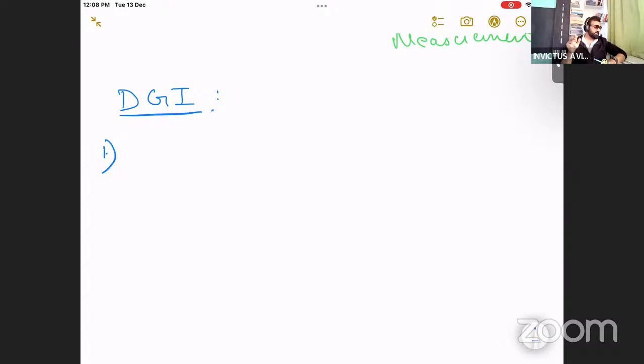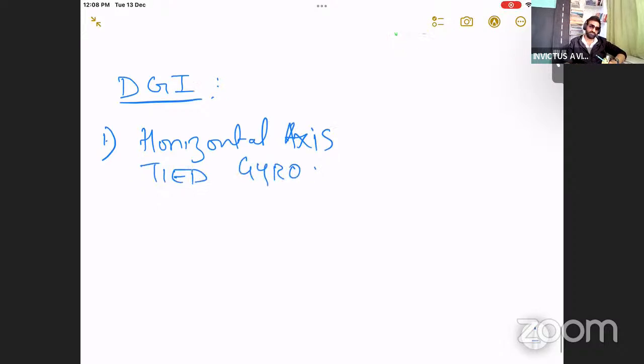Horizontal. Write down: DGI is a horizontal axis tied gyro. Tied is the keyword. Horizontal axis gyro, horizontal gyro, one and the same thing. Mithika, if you're confused, keep resolving the confusion in class itself. Do not struggle. DGI is a horizontal axis tied gyro. Read it three times quickly.